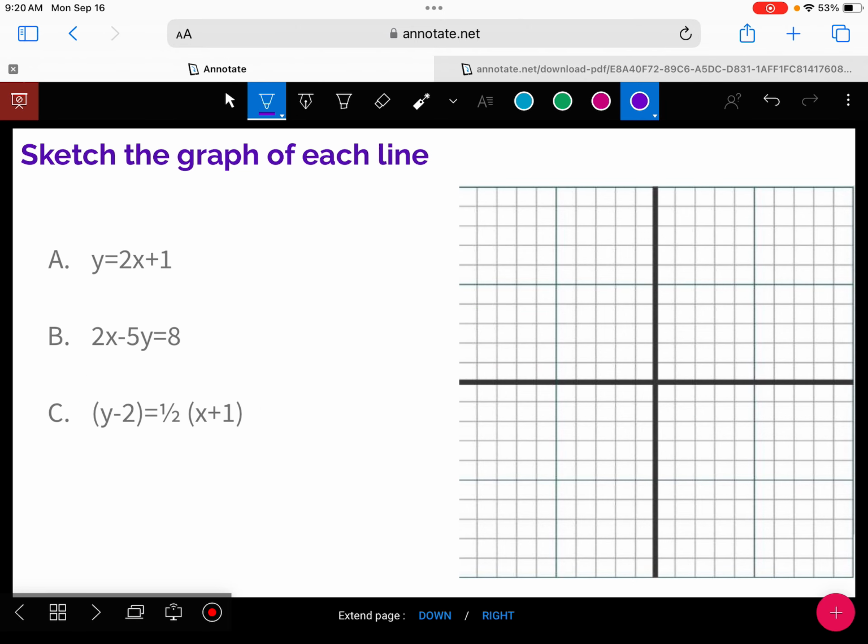So now we're giving you 3 equations. Got a little bit of everything going on here. So we've got y equals 2x plus 1 as one equation, 2x minus 5y equals 8, and y minus 2 equals 1/2 x plus 1. 3 different forms here. We can use whatever techniques we want.